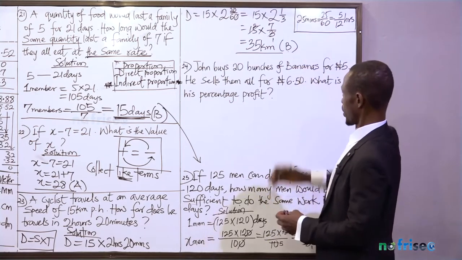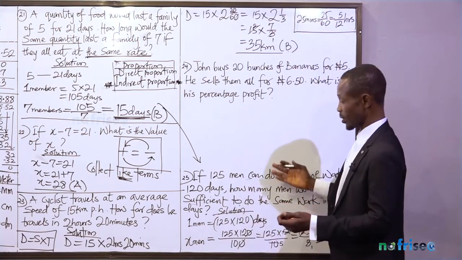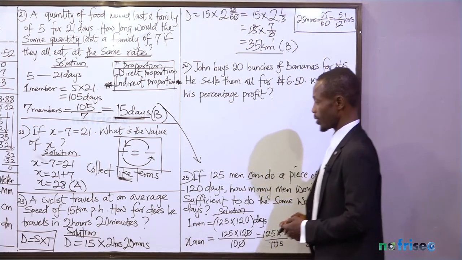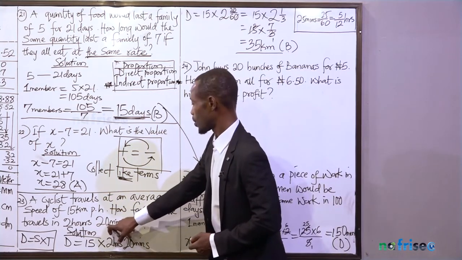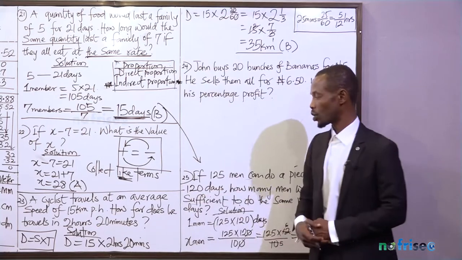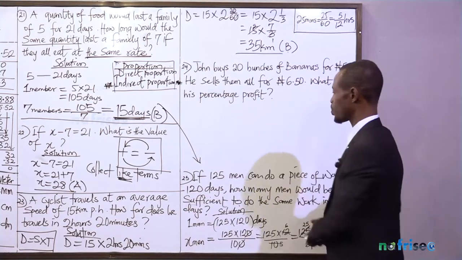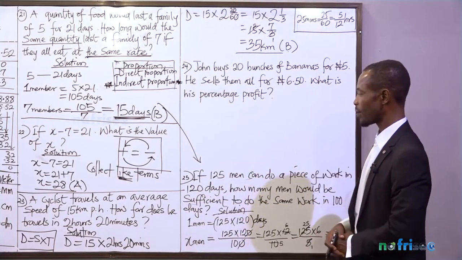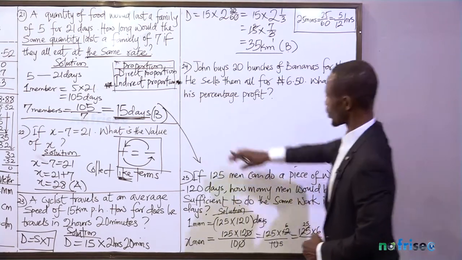So if they had said 25 minutes, take it as 25 over 60. But this is not a question for us for now. I'm just trying to explain to you that in 2 hours, 20 minutes, we must make sure this 20 minutes is converted to what? Fractions. Then your job is done. Then times it with the speed given. Speed times time. Memorize it. Now, we'll come straight to number 24.